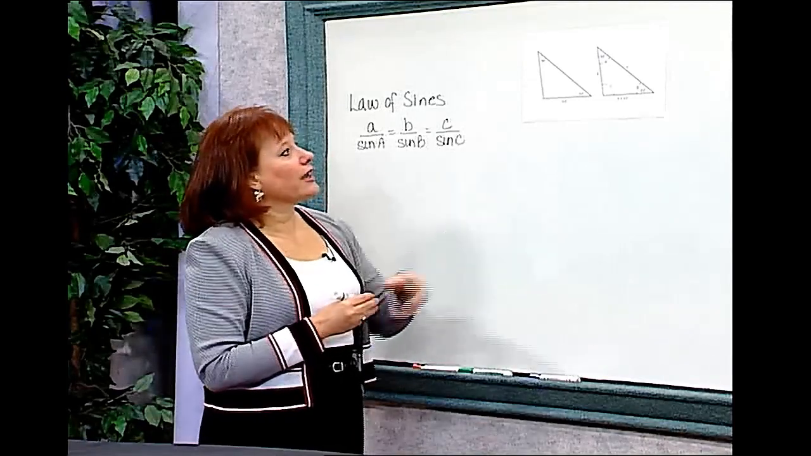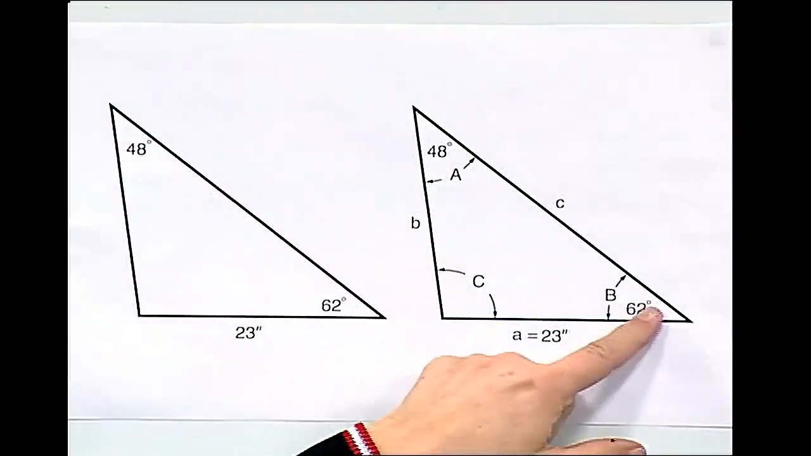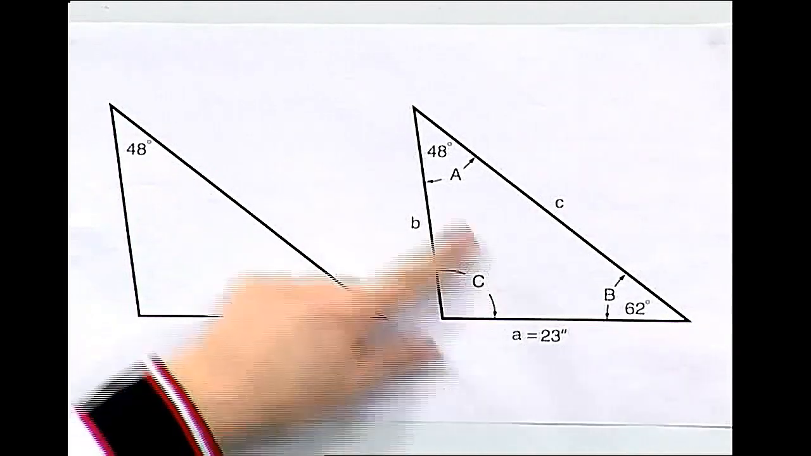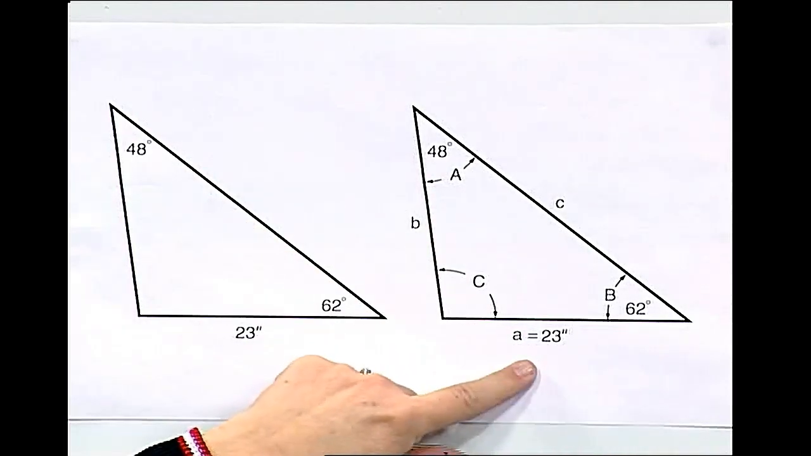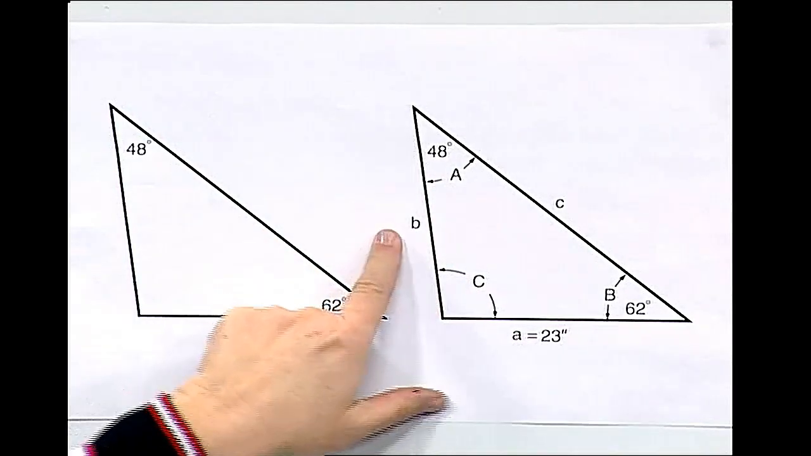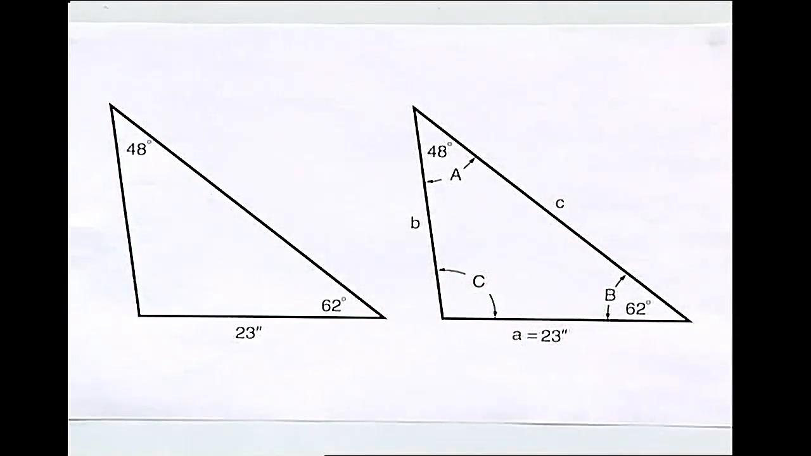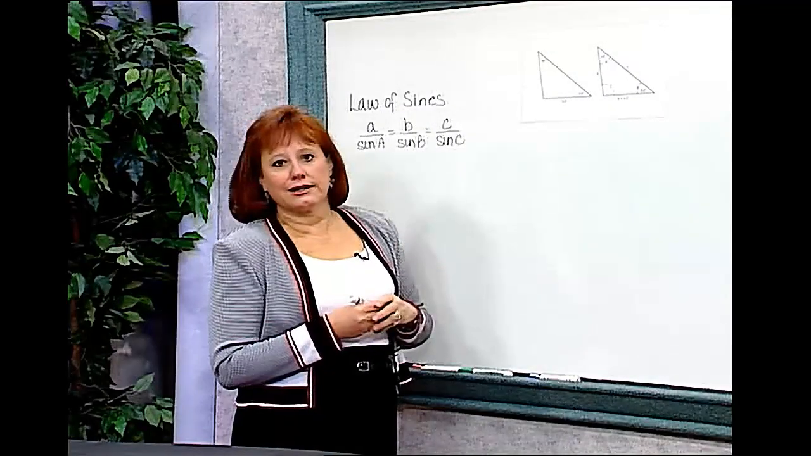So we've labeled the triangle as angle A, angle B, and angle C, and we were careful to label the sides across from the angles correctly. I have side A across from angle A, and that's our known side of 23. I have side B across from angle B, and I have side C across from angle C. So I've labeled this triangle and I need to get started.